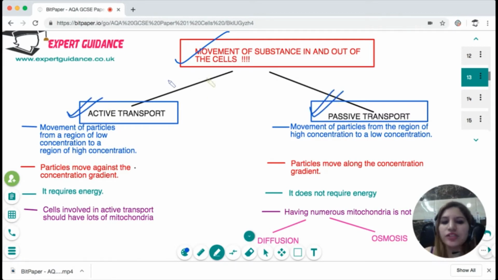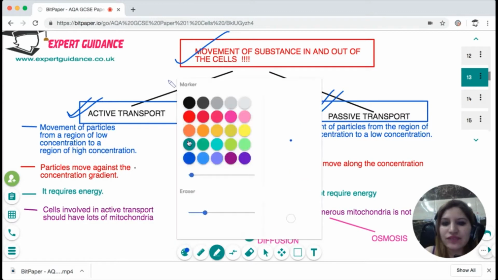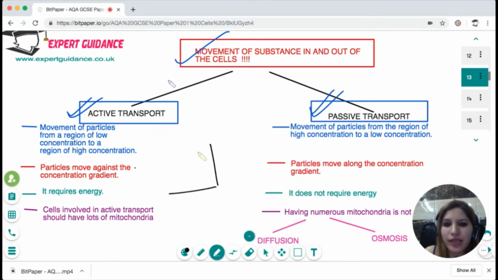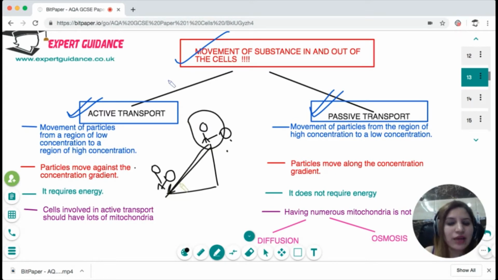Now, in order to understand active transport and passive transport, let's take an example of a hill. There's a hill and one boy is standing with a ball at the top of the hill and one boy is standing down below. It is easier for the one at the top of the hill to send the ball down, and it will not take much energy. But on the other hand, if you send the ball up, you require more energy because it is going against gravity. The same thing happens in terms of transport.